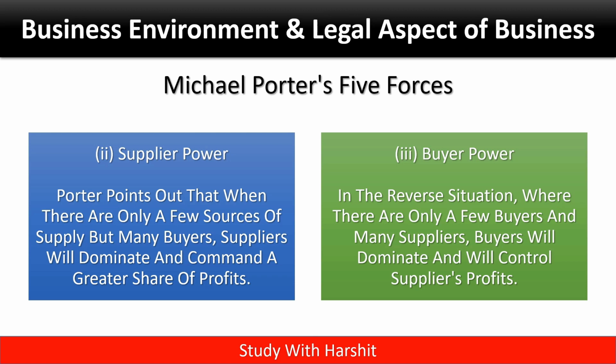Porter points out that when there are only a few sources of supply but many buyers, suppliers will dominate and command a greater share of profit. Third one, buyer power. In the reverse situation where there are only a few buyers and many suppliers, buyers will dominate and will control supplier profit.